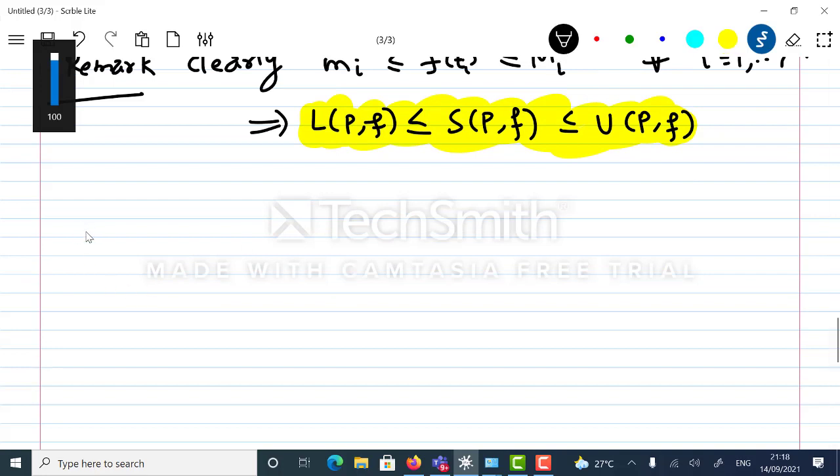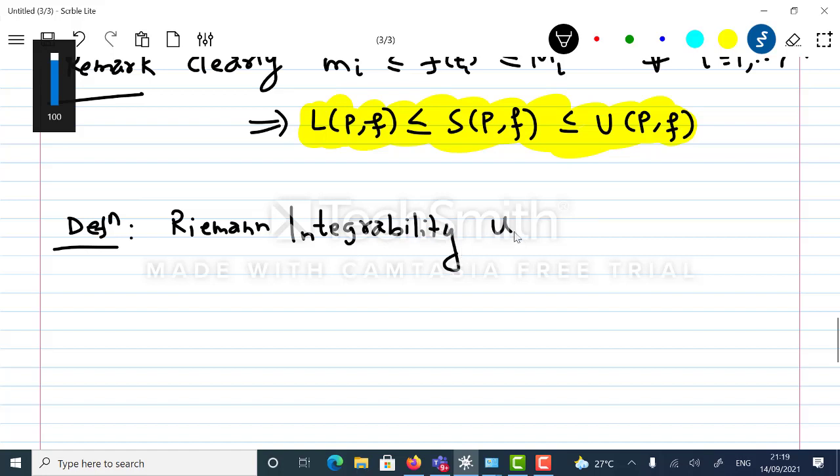The next definition: Riemann integrability using Riemann sum.